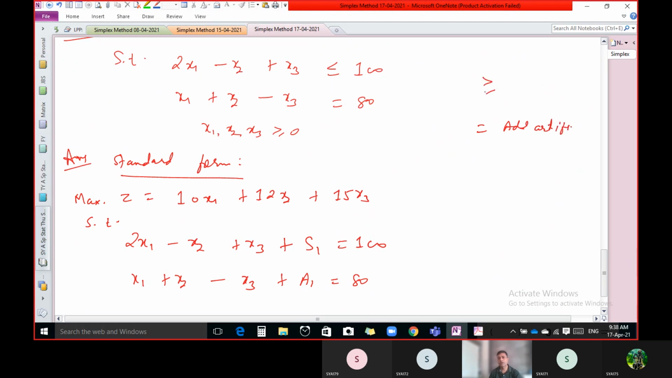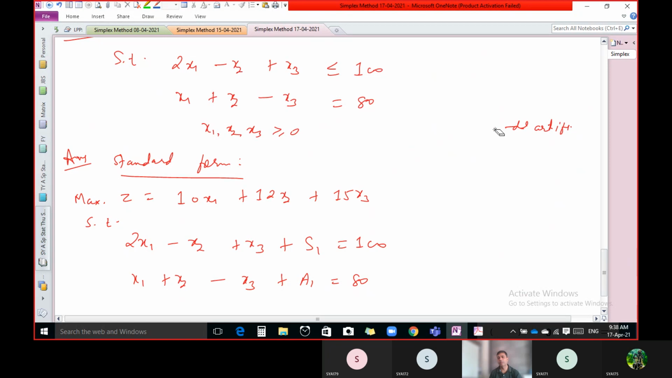And greater than or equal to sign, this type of examples are not in our syllabus, so forget it. So we have two types of situation according to our syllabus. Either we have a less than or equal to sign or an equal to sign. If we have an equal to sign, we have to add an artificial variable. And if a less than or equal to sign is there, we have to add a slack variable. That's it.